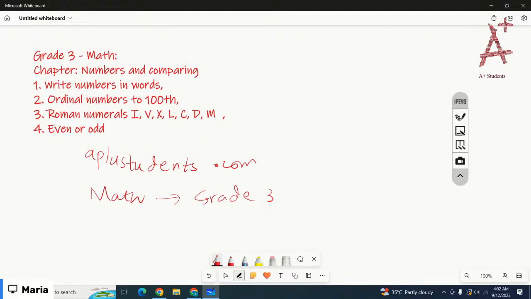The lessons we're going to cover today are write numbers in words, ordinal numbers to hundredth, Roman numerals, and even or odd. So please make sure you have your notebook and pencil so that you can note down the important examples and definitions as well, right? Let's start with the chapter numbers and comparing.